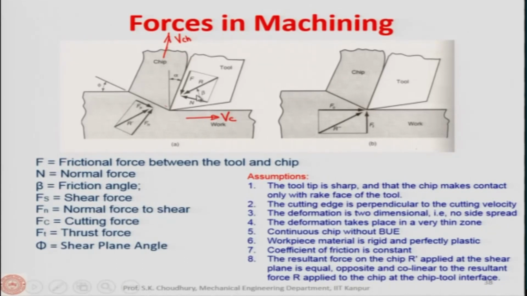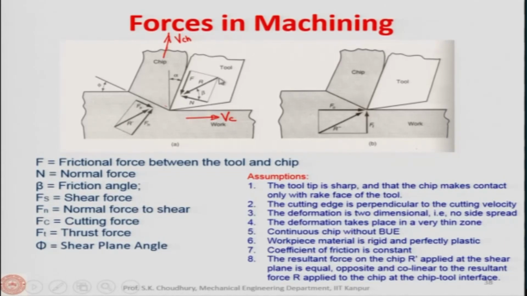Now, let us say this R, the resultant force, we resolved into two components. One component will be along the rake face of the tool and another component perpendicular to the rake face of the tool. So, this is the F, this is the N. Now, the N, since it is through the tool, is the normal force, and because of the normal force there will be a friction force F.